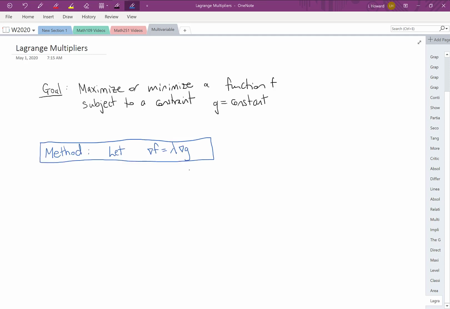The Lagrange multiplier method works like this. We're going to let the gradient of f equal lambda times the gradient of g. And lambda in this context is a constant. In fact, it's called the Lagrange multiplier, and that's where the name of the technique comes from. So the idea is that by saying gradient of f equals lambda times the gradient of g, that's going to produce a system of equations that we can solve to find the point at which our function is maximized and to find the maximum value of our function as well.